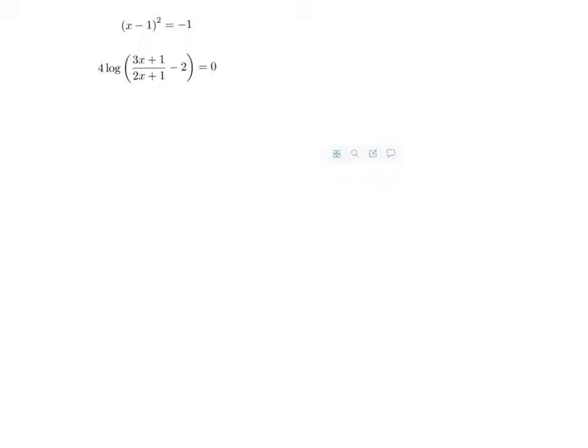And the last one, let's solve this equality. So what we have here is 4 times logarithm of something is equal to 0. So our first step could be to divide both sides by 4. And if I have 4 times something and then I divide it by 4, then this 4 just drops. So what I have left here is just a logarithm of something is equal to 0.